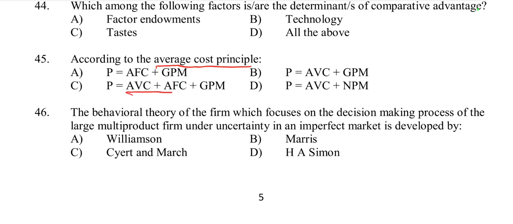So option C is right, because average cost includes average variable and average fixed cost, so it indicates total average cost plus GPM. GPM means gross profit margin. This formula reflects that the price set by a business must cover all variable and fixed costs along with a profit margin. So average variable cost plus average fixed cost plus gross profit margin is indicated as price. So here option C is right.